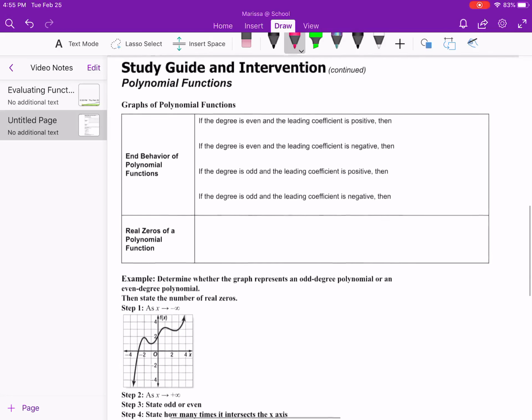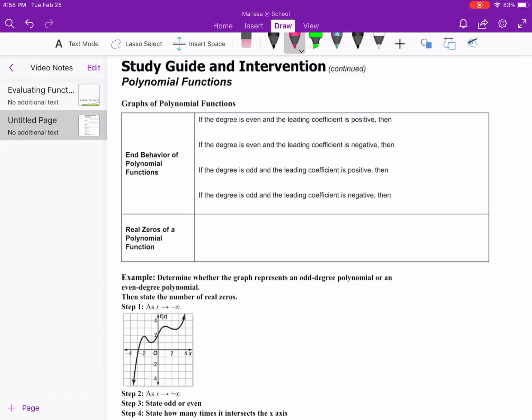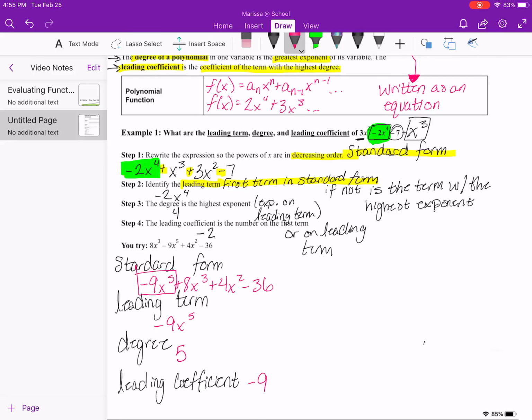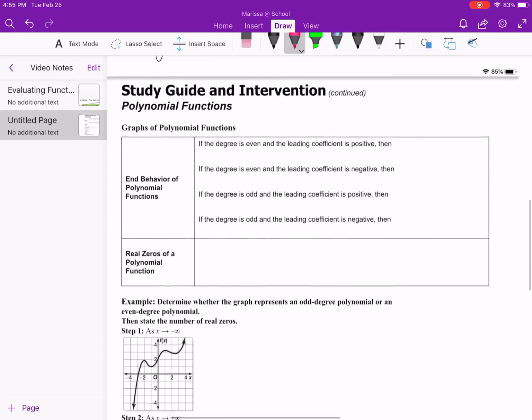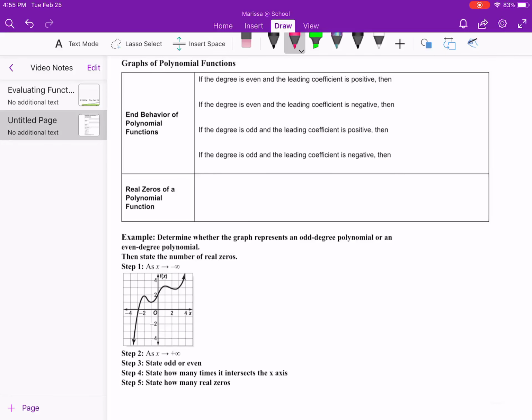So go ahead, you'll need to flip your page over here. The next thing we're going to talk about is what's called end behavior. The previous part was pretty straightforward, just looking and being able to identify the parts of your polynomial function. This part might be a little bit more confusing. So, end behavior of polynomial functions.